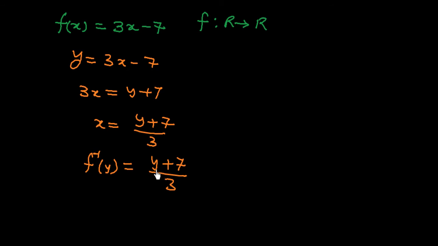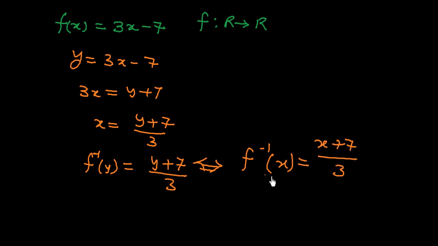We could also write f inverse in another way: instead of y we put x here. We could write it as x plus 7 over 3. So this is the inverse of the function in terms of x, and the earlier one is in terms of y. So in this way we could easily find the inverse of any function. Thank you.